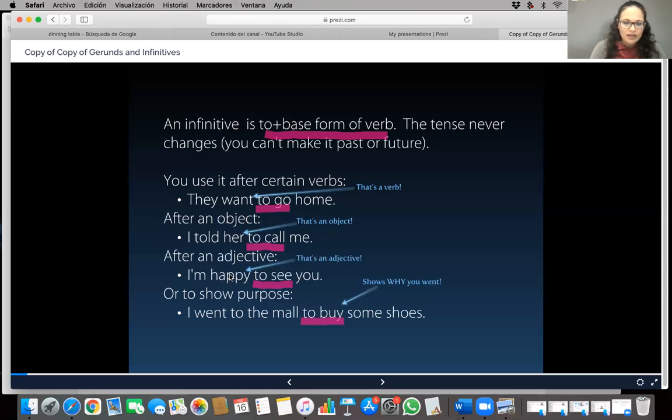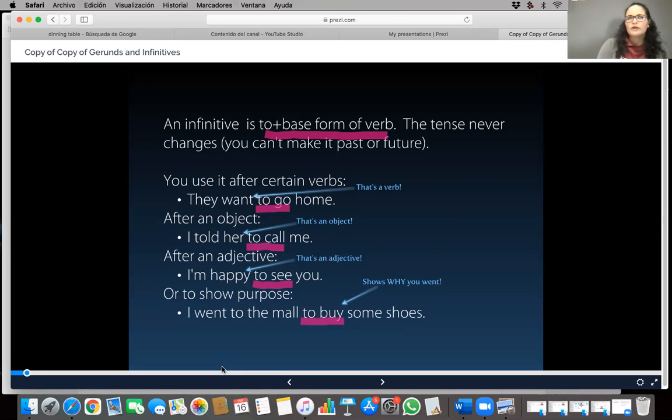And so whenever we have an adjective, immediately, again, we're going to have an infinitive. Okay, so I'm happy to see you, or I'm sad to leave, or I'm excited to be here, or I'm motivated to work harder. Any adjective along with an infinitive. Okay. And then the last rule for the infinitives is to show purpose. For example, in this case, I went to the mall. Why did you go to the mall? To buy some shoes. Or I can say, I visited my grandmother.